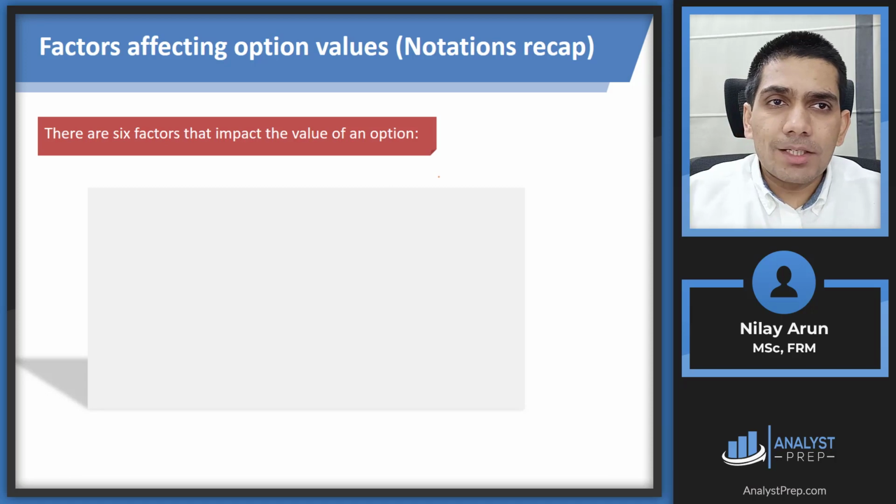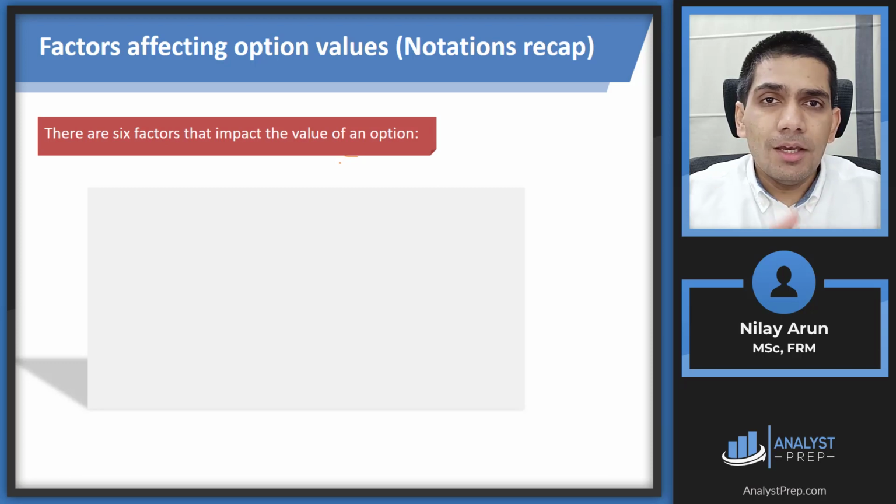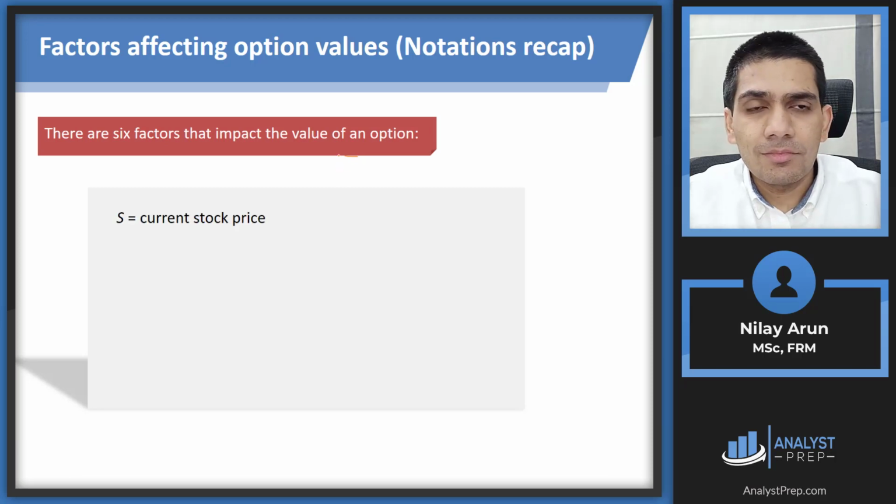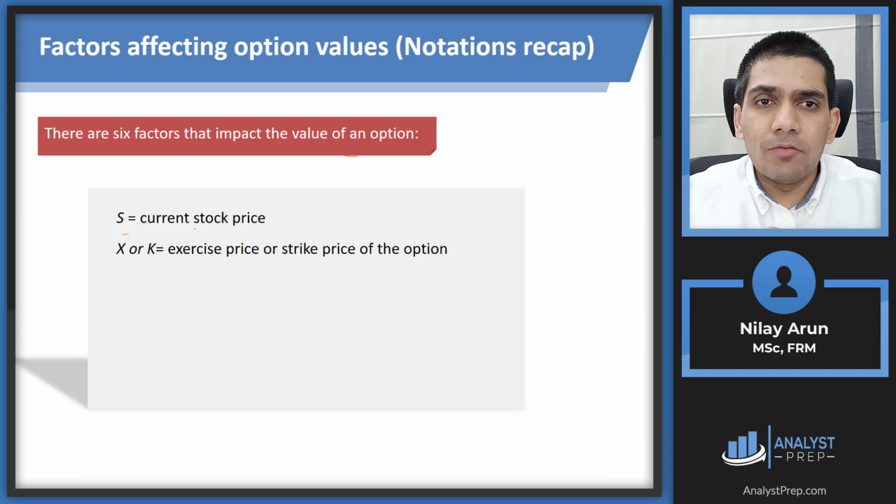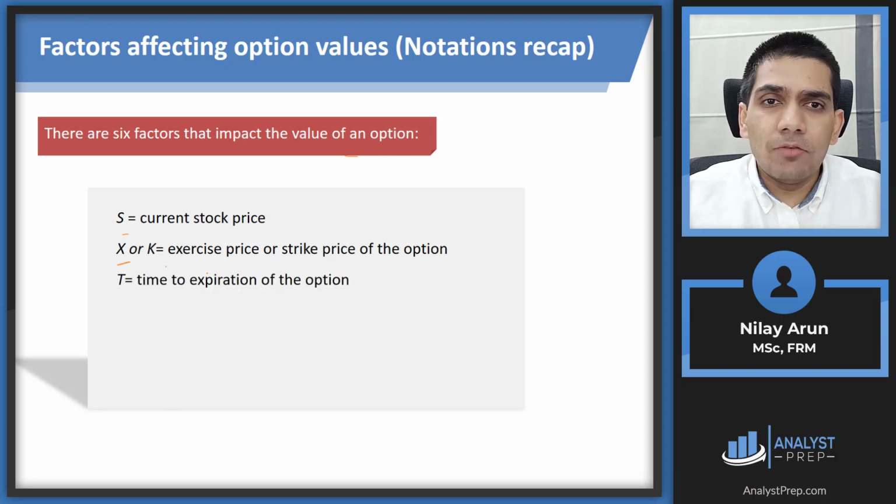Now, there's 6 factors that impact the value of an option, and these are the same ones that we have done as part of option theory. Here, we're specifically going to look at the impact. So first, let's just look at all the notations again. S is your current stock price. Then we have X or K, which is basically your exercise price or strike price. You can use either of the notations. Then we have T, which is the time to expiration of the option.